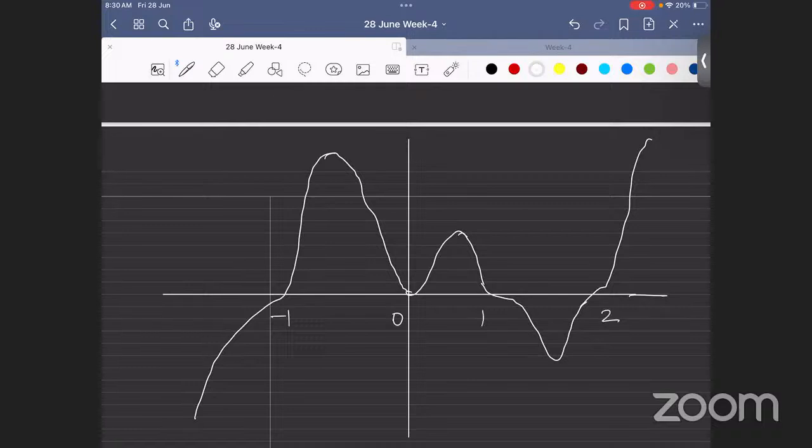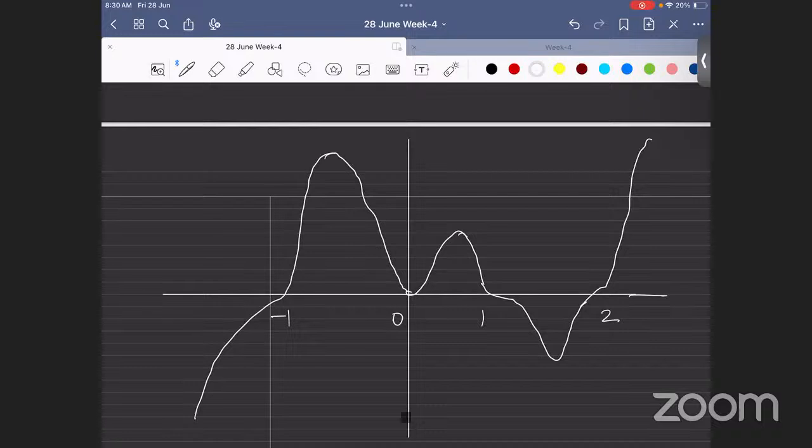It's an odd function, sir. Odd polynomial. Okay, so you have been given this. Now you have to tell me, from minus infinity to minus 1, is the function decreasing or increasing? Increasing. From 2 to infinity, it is increasing, correct?